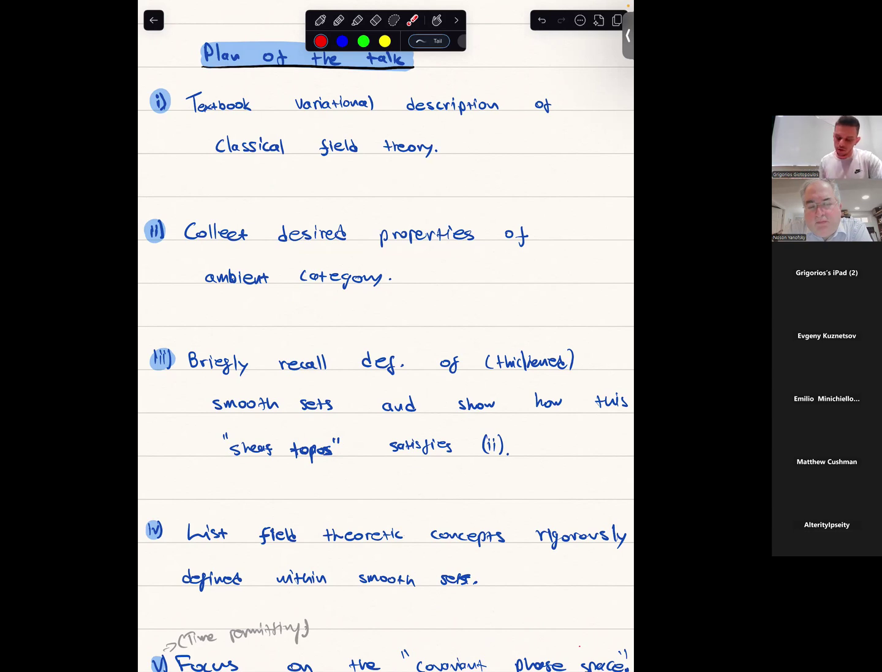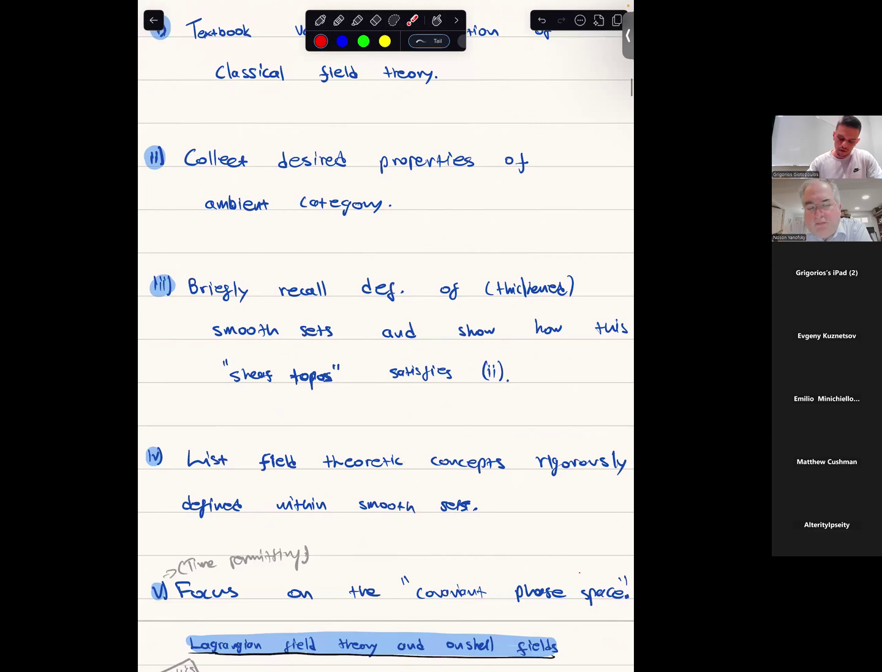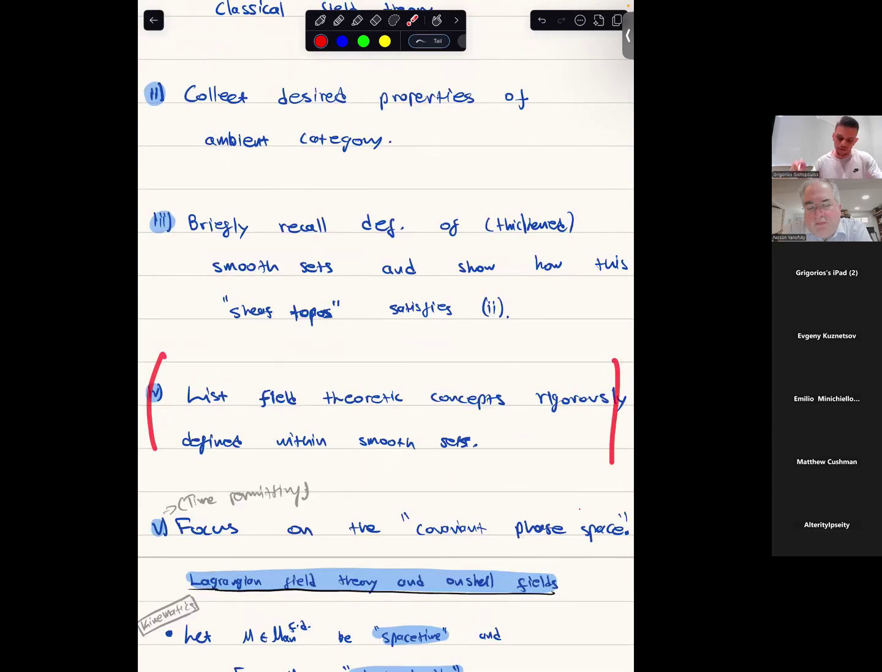I will then recall briefly the definition of smooth sets and then thickened smooth sets and show how this sheaf topos, as it's called, satisfies these properties that we listed here. Onwards, I will give you a list of field theoretic concepts that you might have heard by words. I will not explain how they're all formalized, but I will tell you that now they are rigorously formalized in this setting. And not only are they rigorously formalized, in a way that you recover formulas from the physics literature.